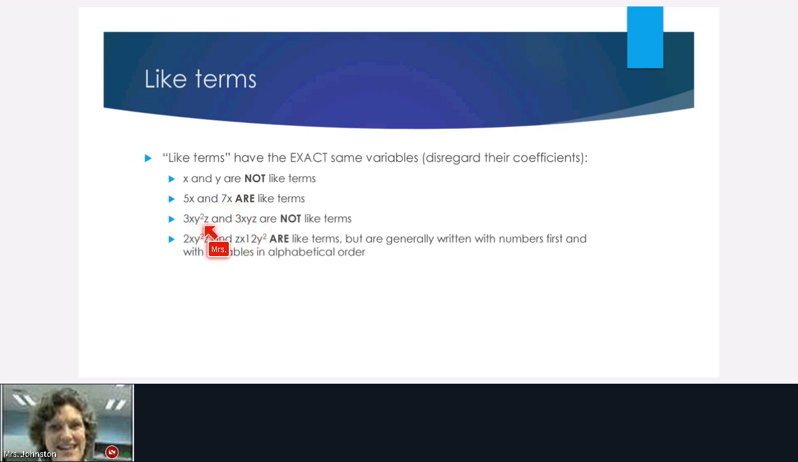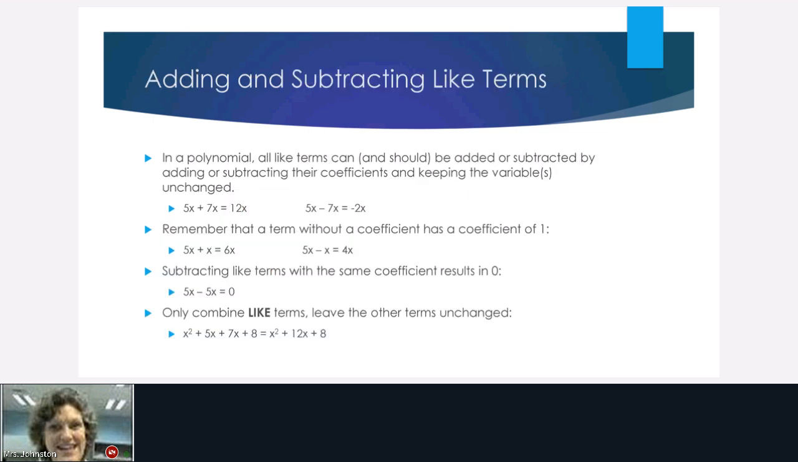What about 3xy squared z and 3xyz? They both have x, y, and z, but notice that the y is squared in the first term and not in the second. So they are not like terms and cannot be combined. When you add or subtract like terms, once you find out that the variables are matching, you simply add or subtract the number portion or the coefficients.